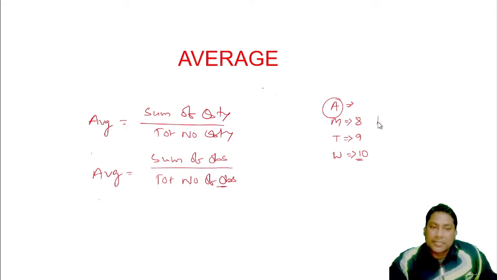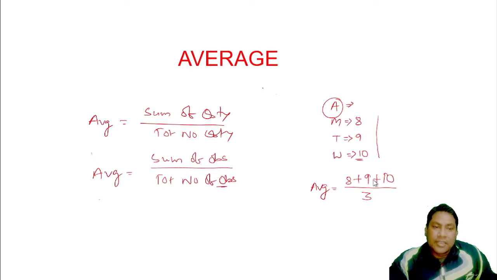Here Mr. A has studied 3 days, Monday, Tuesday and Wednesday. First we will sum the observations. Average study hour of Mr. A: sum of the observations. How many hours did he study on Monday? That is 8 hours. On Tuesday he studied 9 hours. On Wednesday he studied 10 hours, divided by total number of observations. Total number of observations here is Monday, Tuesday and Wednesday. There is 3, so we write 3 here.